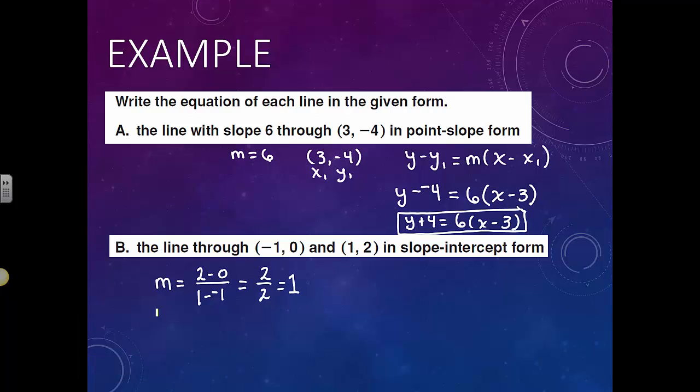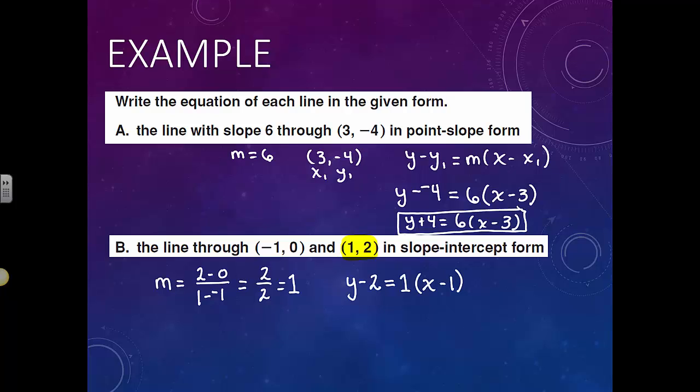The point that I am going to choose is the point (1, 2). All right, so I'm going to use that point, and I'm going to first write my equation in point-slope form for practice. So y minus 2, that's the y coordinate of my point, equals the slope, which is 1, times x minus 1, because that's the x coordinate of my point.